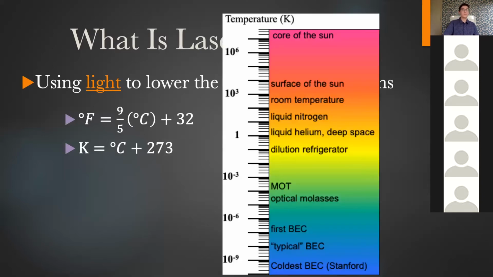So let's look at a couple different temperatures. The core of our sun is a temperature of about 15 million Kelvin, which is equivalent to about 27 million degrees Fahrenheit, which is fairly warm. Room temperature is about 5 orders of magnitude less than that, at about 300 Kelvin or 70 degrees Fahrenheit.